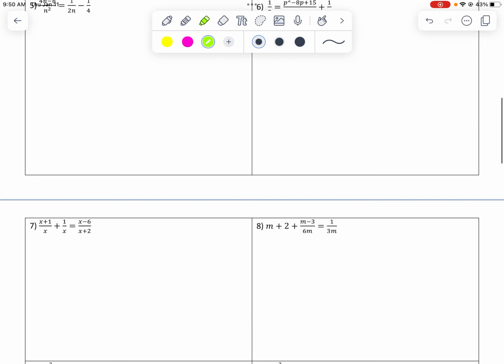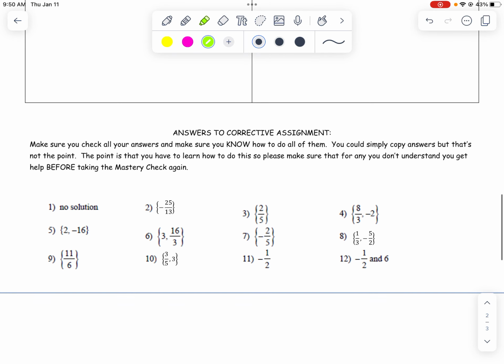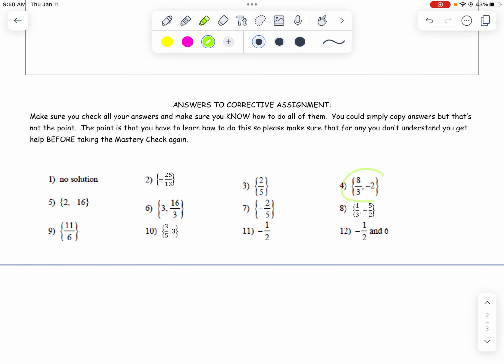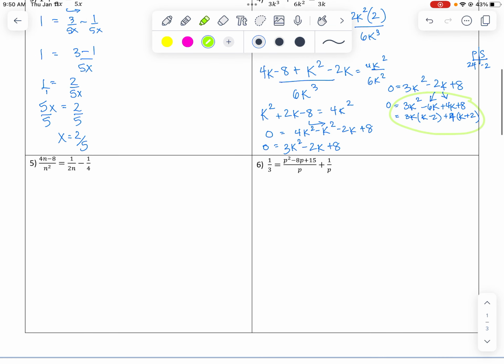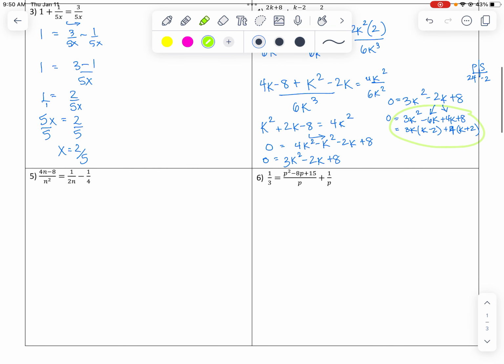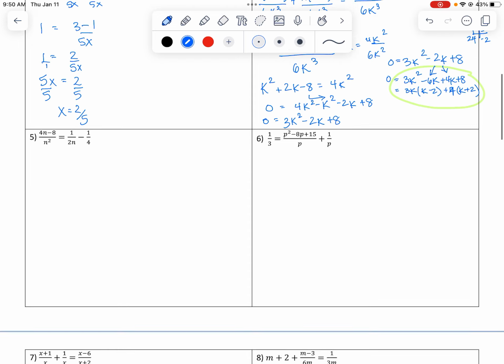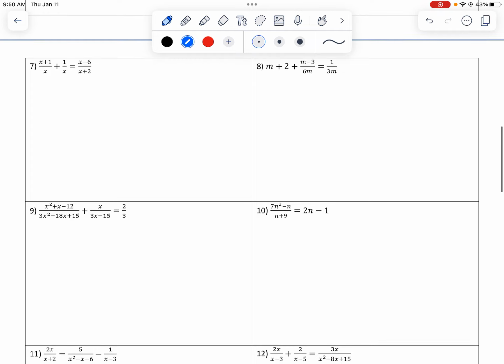If you scroll down, the answers should be 8/3 and negative 2, and we are very close to being there. So see if you can figure out how that works. The process for the rest of these is exactly the same, and we'll do one more and then call it on this. Let's see if we have a slightly more challenging one down here.